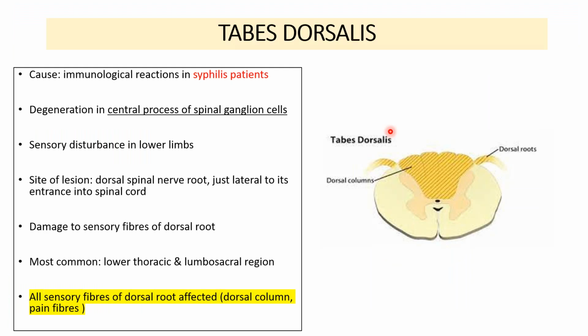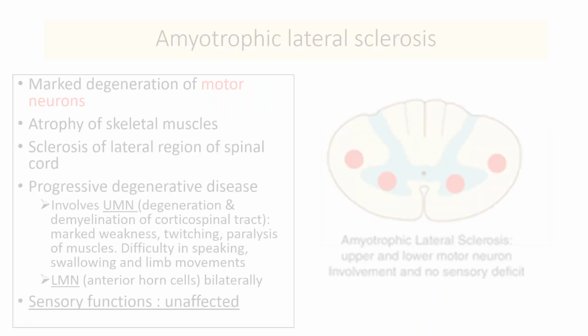Now, the second condition is in patients of syphilis. In patients of syphilis, there is an immunological response, Tabes dorsalis, which we did in the previous class also, with degeneration of the central process of the spinal ganglion cells. So this is the area which is involved. Obviously, all sensory fibers of the dorsal root are affected, and the dorsal column is affected in this kind of condition. Most commonly, the posterior column.